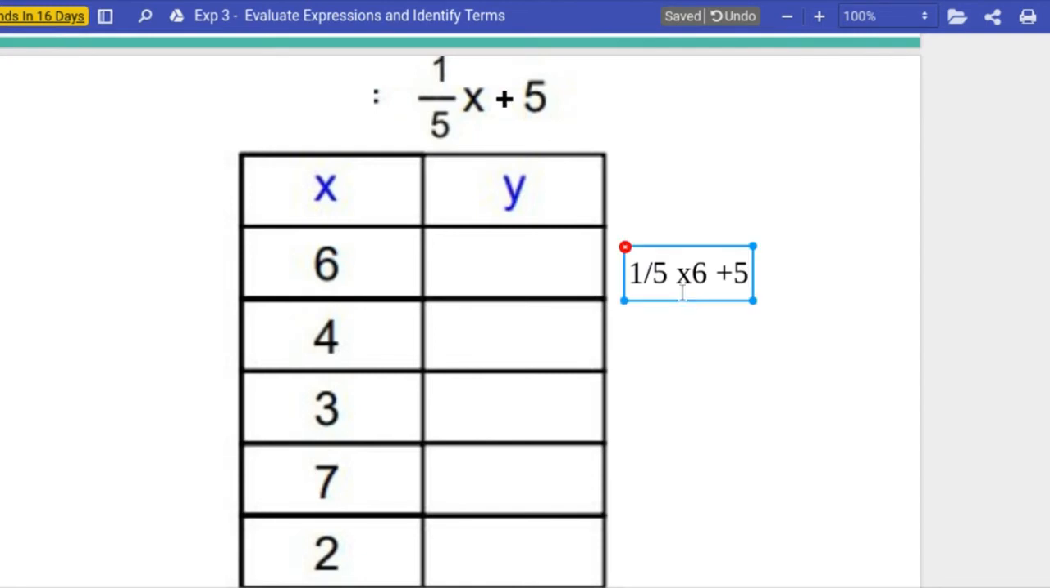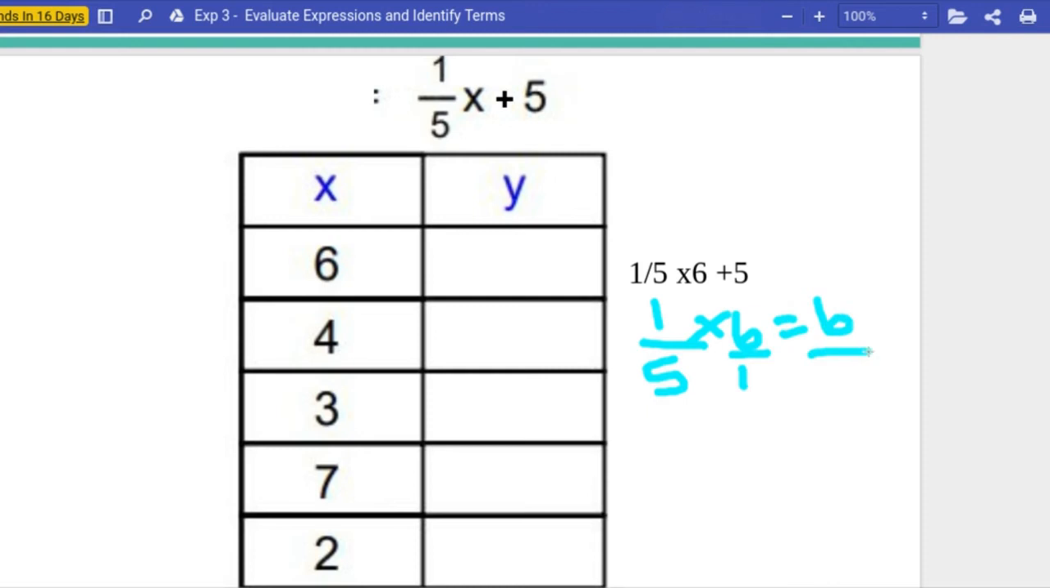All right, so 1/5 times 6 gives me 6/5. I'm going to do my little drawing tool here so that I can write these fractions a little bit easier. So 1/5 times 6, I would put that over 1, gives me 6/5 plus 5. So I can do one of two things here. I can find a common denominator because I can't add these fractions until I have a common denominator, or I can change this into a mixed number and then add my whole numbers together and then my fractions.